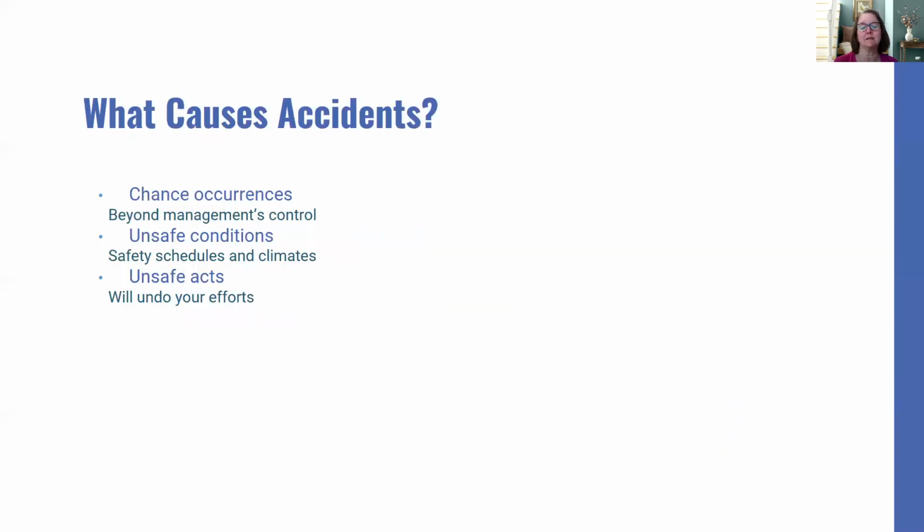So what causes accidents? There are three basic causes of workplace accidents: chance occurrences, unsafe conditions, and employee unsafe acts. Chance occurrences, such as walking past a tree just when a branch falls, are more or less beyond management's control, so we will focus on the other two. Unsafe conditions are mechanical and physical conditions that cause accidents. The solution here is to identify and eliminate these unsafe conditions.